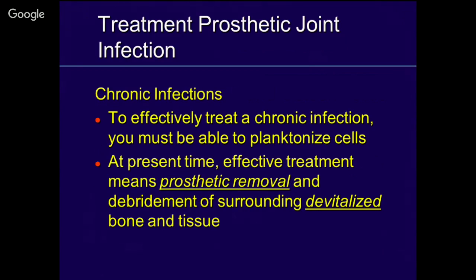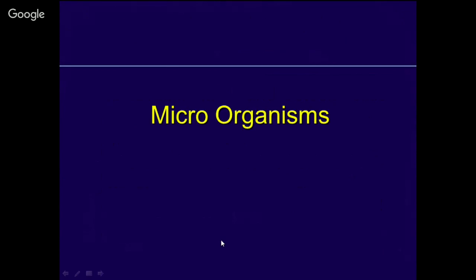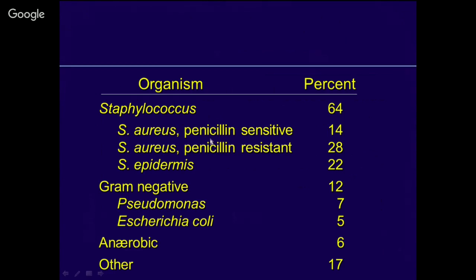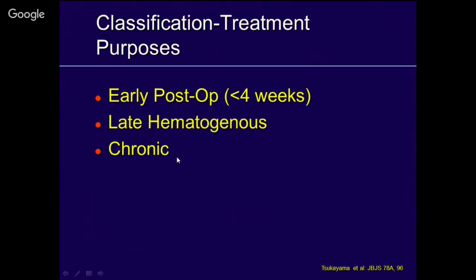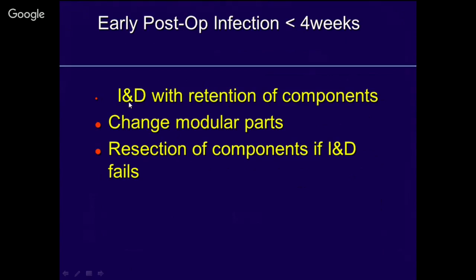For the treatment of prosthetic joint chronic infection to be effective, you must be able to eradicate the cells. At present, this means prosthetic removal and removal of all the devitalized tissue. Staph aureus is the main microorganism in prosthetic joint infection. The classification is early postoperative, late hematogenous, and chronic. In the early postoperative case, we do incision and drainage. We can change the modular parts.